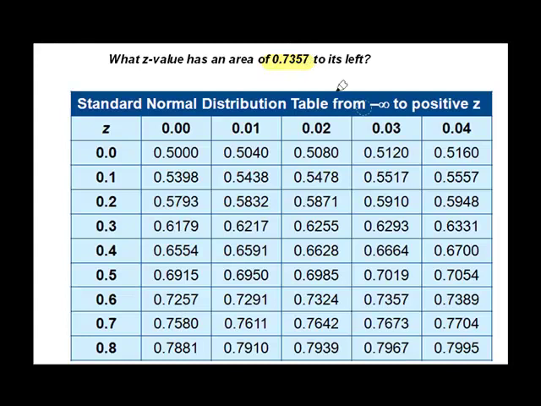For instance, if I ask what is the z-score with the area of 0.7357, find 0.7357 or the closest thing you can find and trace it back. The z-score will be 0.63. And that's what you would put for the answer. The z-score is 0.63.